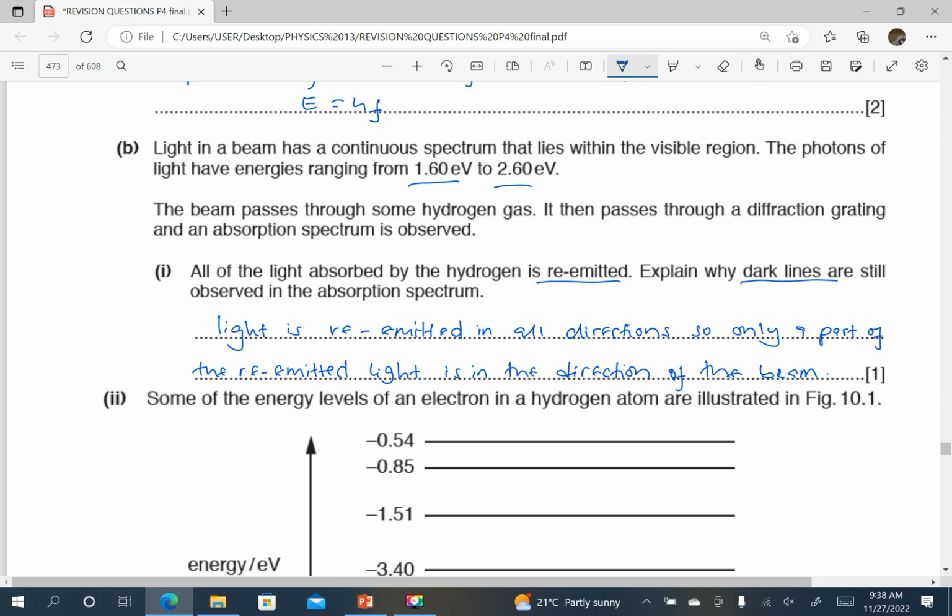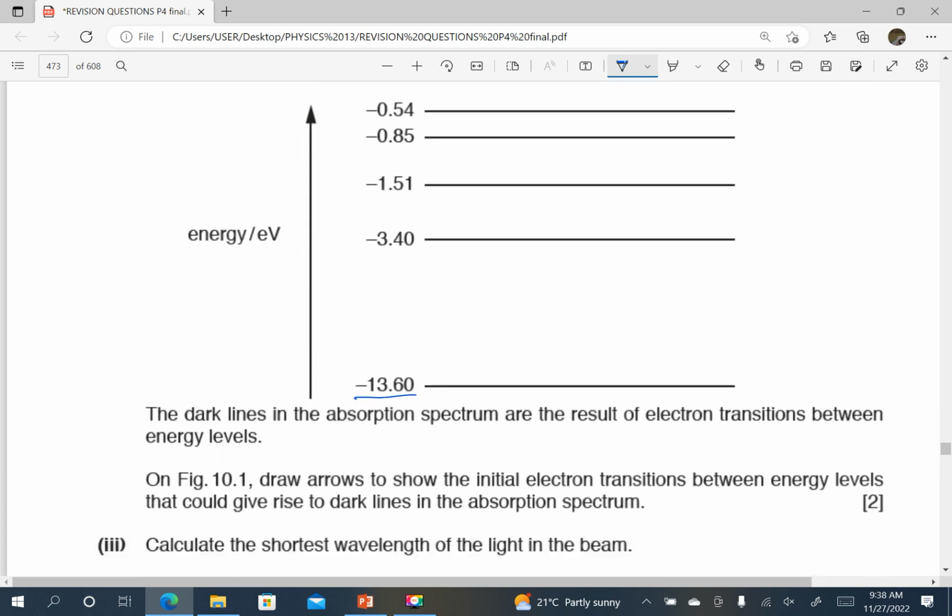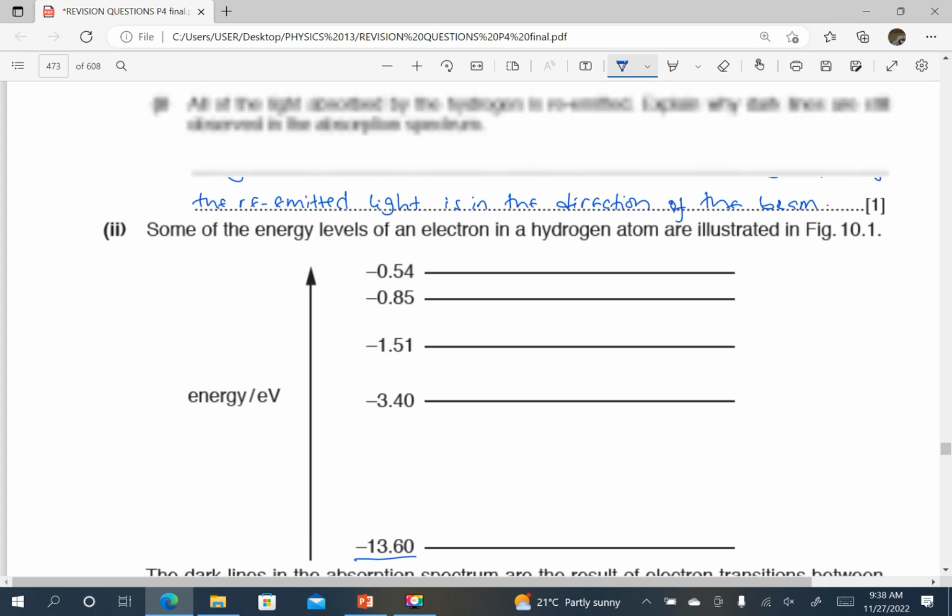The photons of light have energies ranging from 1.6 electron volts to 2.60 electron volts. They're asking us to draw arrows on the figure to show the initial electron transitions between energy levels that could give rise to dark lines in the absorption spectrum. So we have to check the energies. Let's check.